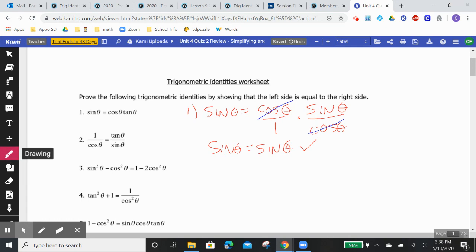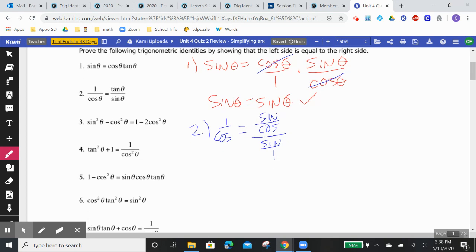Well, number two. When I look at number two, probably the right-hand side again looks a little bit more complicated just because I have 2 trig functions, where on the left I just have 1. So for this one, I'm going to leave the left side as 1 over cosine theta. I'm going to drop the theta off right now for a moment. Tangent we can write as sine over cosine, and all that is all over sine over 1.